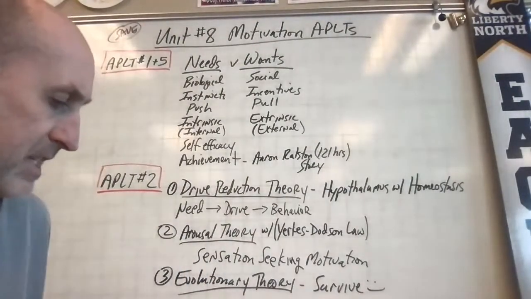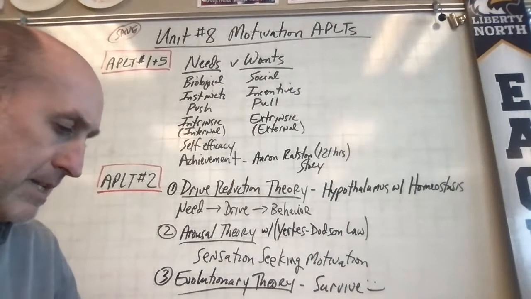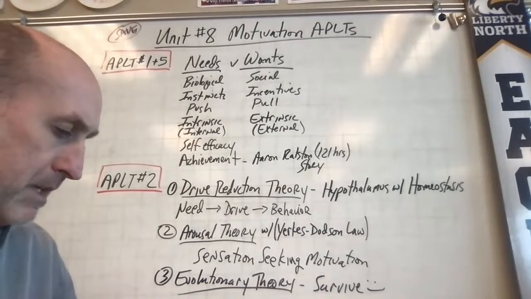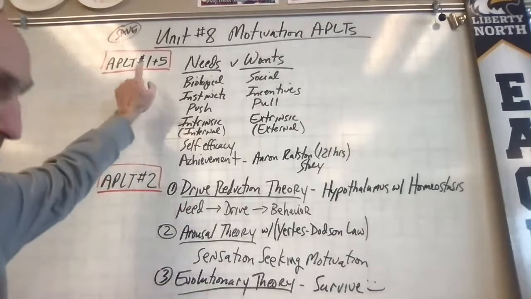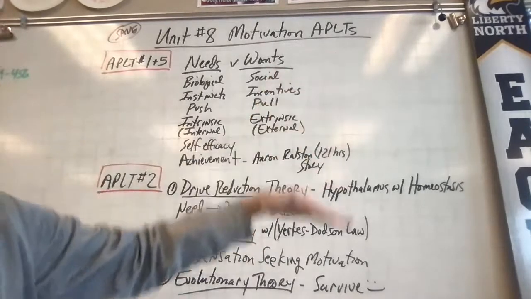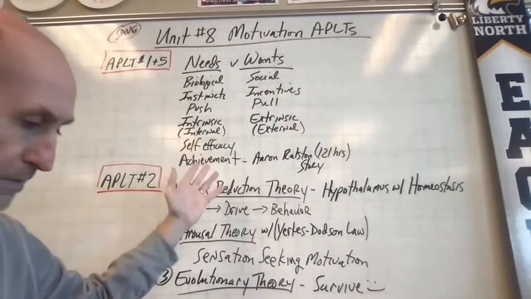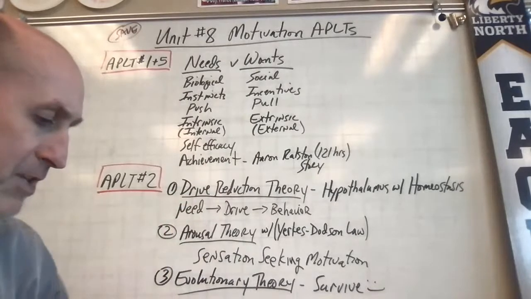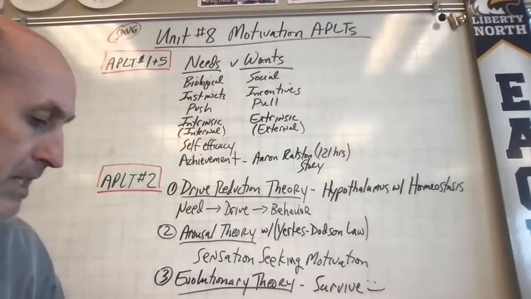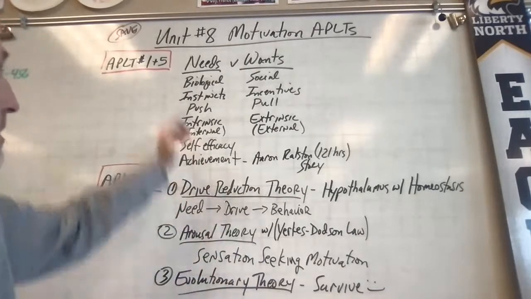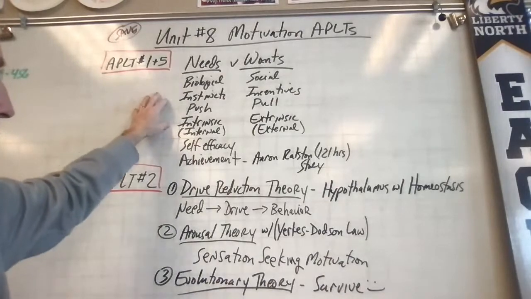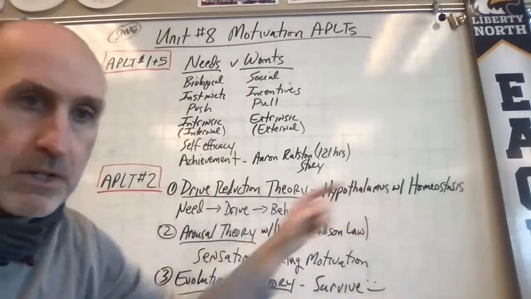All right, but number 1 is identify and apply basic motivational concepts to understand the behavior of humans and other animals. And then also number 5, which can be found pretty much in all of the learning targets 1 through 5, is discuss the biological underpinnings of motivation, including needs, drives, and homeostasis. So needs, drives, we got homeostasis over here, okay?